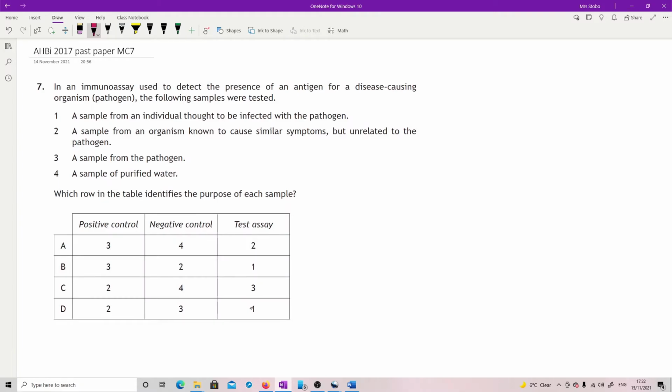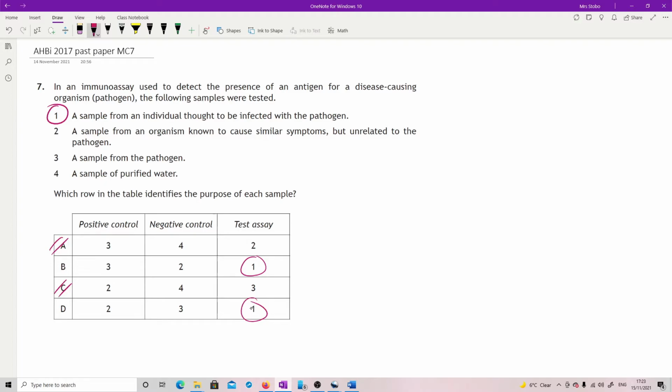In an immunoassay used to detect the presence of an antigen for a disease-causing organism, the pathogen, the following samples were tested. We had a sample from an individual thought to be infected, a sample from an organism known to cause similar symptoms but unrelated to the pathogen, a sample from the pathogen, and a sample of purified water. Which row in the table identifies the purpose of each sample? Let's see if there's something that is kind of obvious here. We've got positive control, negative control, and the test assay. Well, the test has to be this sample here. So let's bring them in as a definite, which also rather nicely gets rid of A and C.